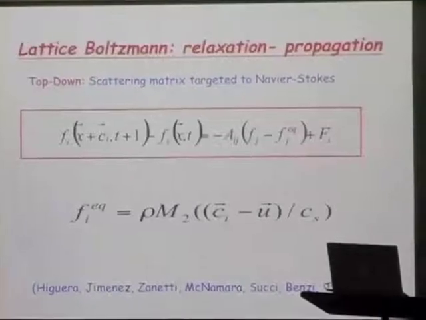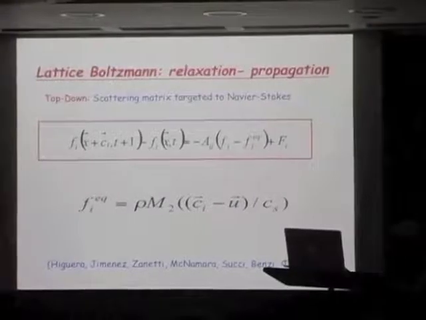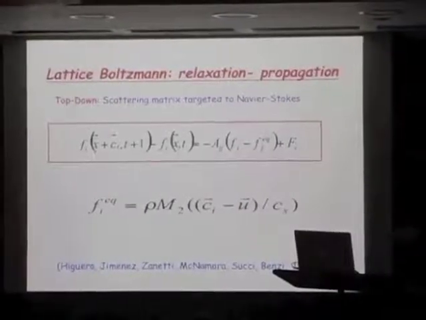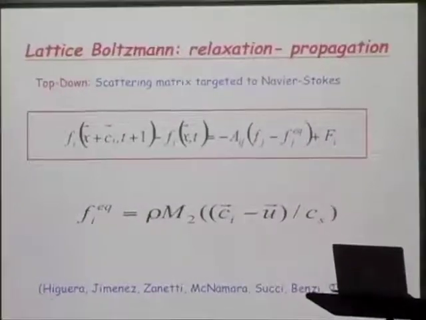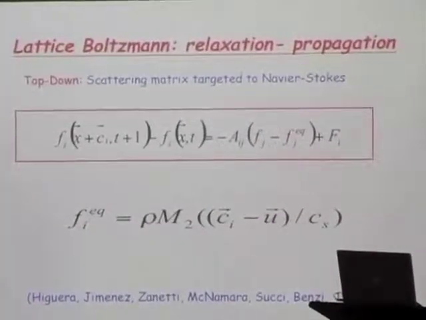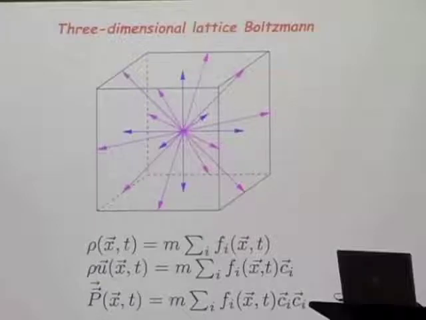But essentially, the Navier-Stokes equation, the Boltzmann equation in discrete form, looks like this. Here you recognize the streaming operator, which means that if I have a particle along a direction i at position x at time t, at time t plus 1, which is the unit time step of the lattice Boltzmann, I have to find the particle at x plus c sub i, which is obvious because if I have a particle here at time t and it is moving rightwards, at time t plus 1, I will find it here.